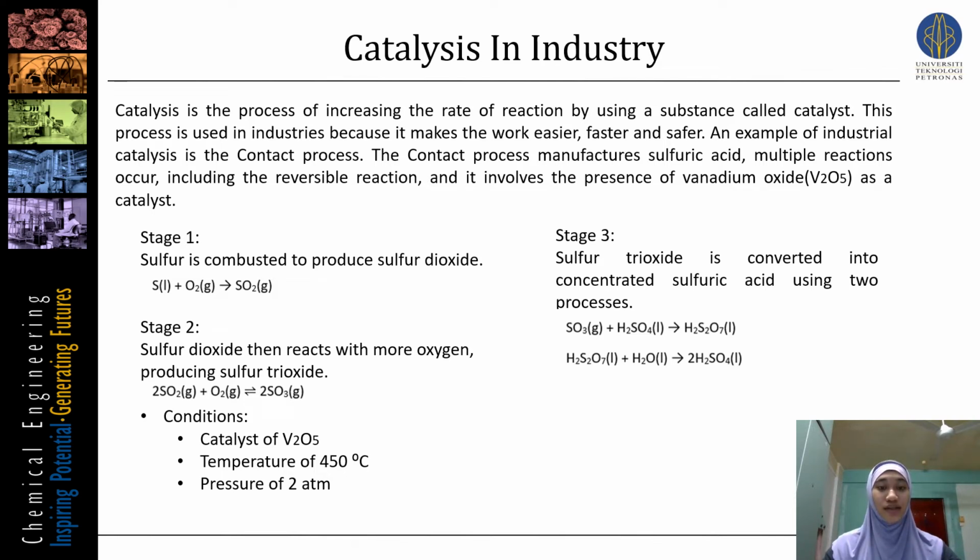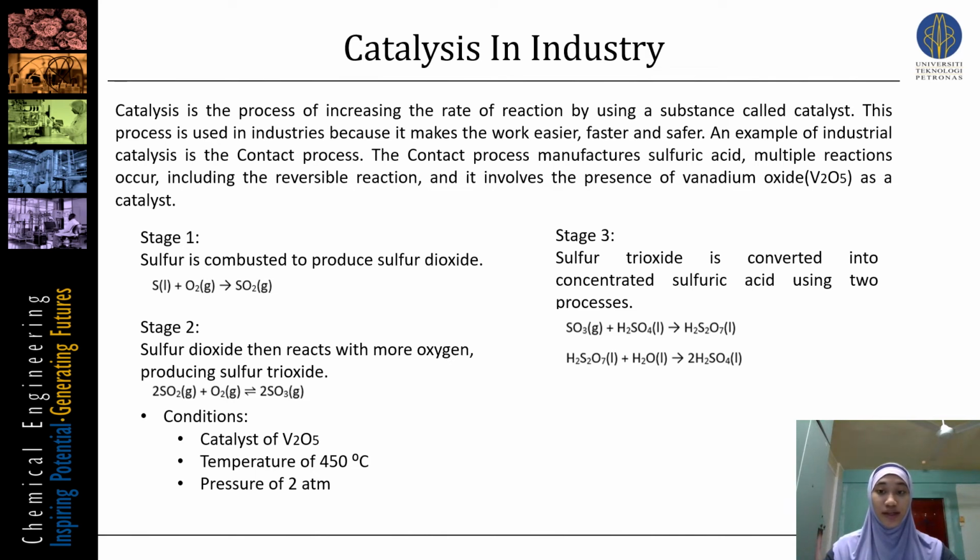In stage 1, sulfur is combusted to produce sulfur dioxide. Therefore, sulfur has reacted with oxygen in the atmosphere. In stage 2, sulfur dioxide then reacts with more oxygen, producing sulfur trioxide. The reaction in this stage is reversible. Conditions required for this reaction are the catalyst of vanadium oxide, temperature of 450 Celsius, and pressure of 2 atmospheres.